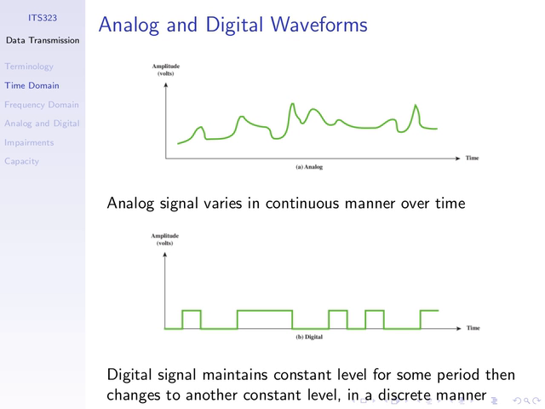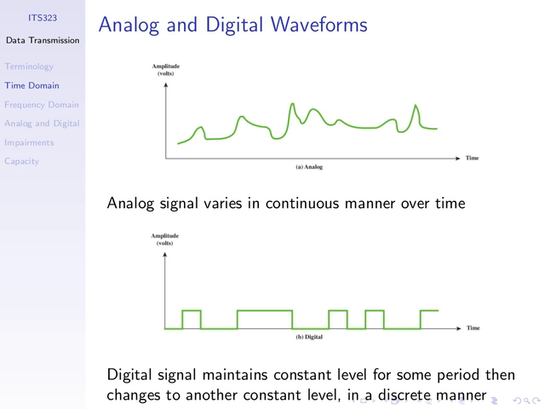Here's a plot of a signal in the time domain. Here's an analog signal. We can categorize signals as analog or digital. And I think you know the difference. Analog, the signal varies in some continuous manner over time. This plot shows time on this axis, and this is the strength of the signal on this axis. The signal strength is changing continuously over time. It's an analog signal.